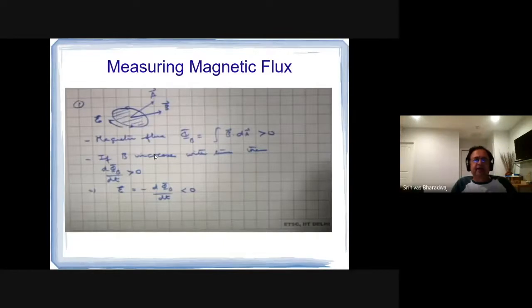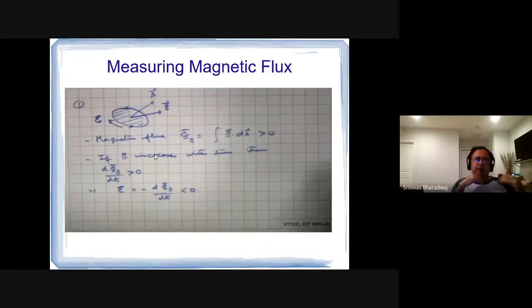Along that A, right? So if there was a surface like this, and the B was like this, then B dot dA will be positive, right? Maximum when B and A are in the same direction. But the most important point here is that you have to change the flux.